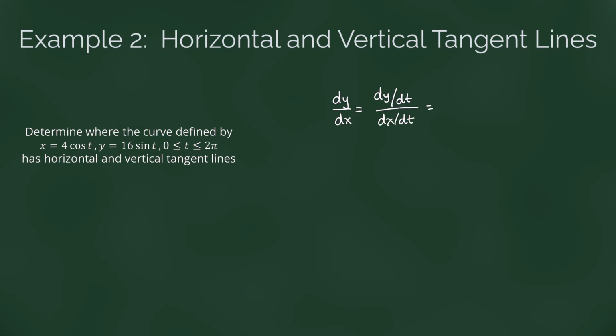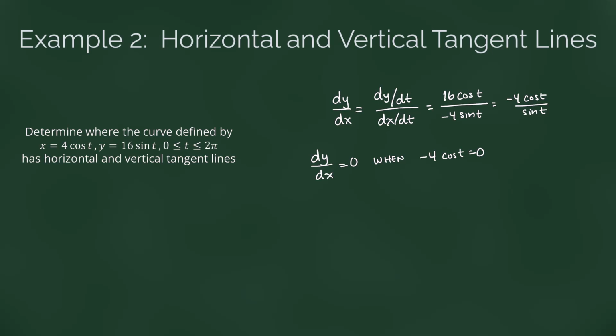So dy dt, the derivative of y equals 16 sine t, is going to be 16 cosine t. And the derivative of 4 cosine t is going to be negative 4 sine t. So this simplifies to negative 4 cosine of t over sine t, which of course we can write as cotangent if we want, but I think we're going to see in a moment that it's easier to leave it in this form, because dy dx equals 0 when negative 4 cosine of t is equal to 0. In other words, when its numerator is 0.